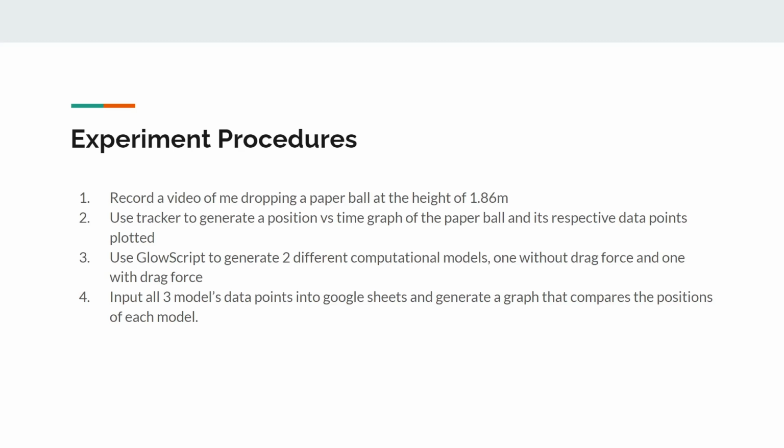The procedures are as follows. I recorded a video of me dropping a paper ball, and I used Tracker to generate a position versus time graph of the paper ball, and then took the data points. I used GlowScript to generate two different computational models, one without drag and one with drag. I input all three models' data points into Google Sheets and generated a graph that compares the positions of each model.